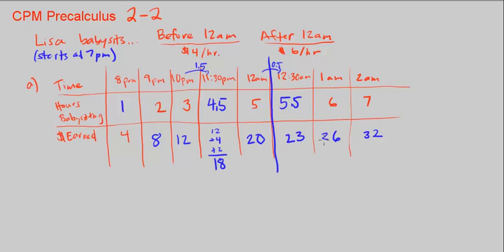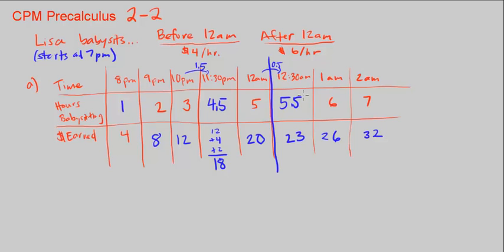Part B. If we want to fill out the entries after midnight in the table above, we need to realize the function is piecewise. That is, Lisa is paid at two different rates: one for the time she babysits before midnight, so one rate here to the left, and one for the time she babysits after midnight, starting here and to the right. So there are two pay scales.